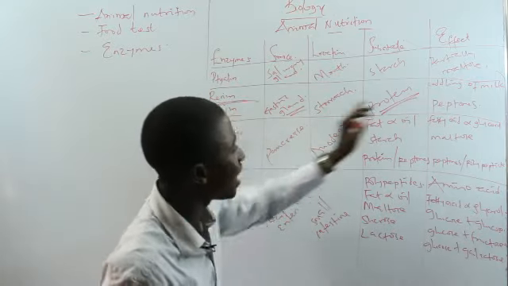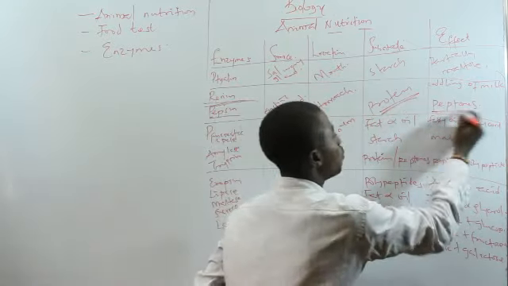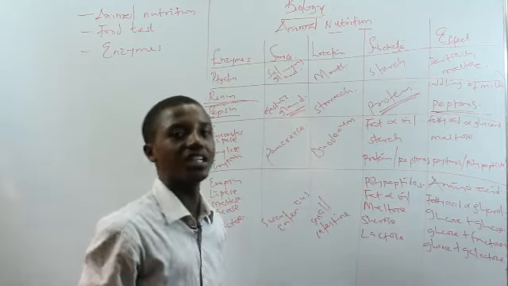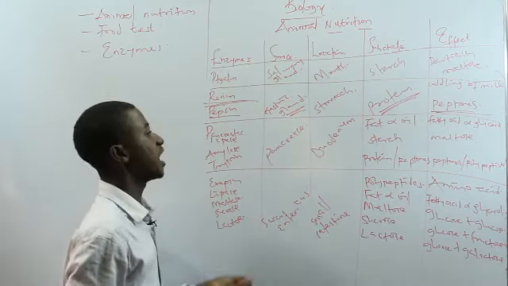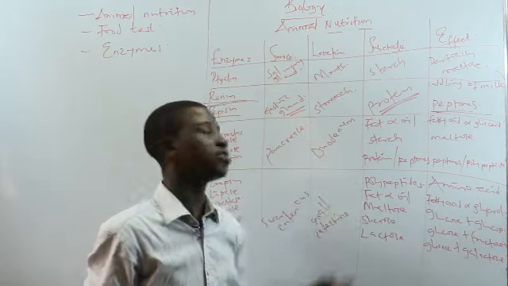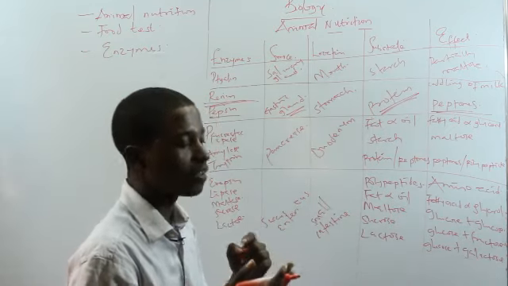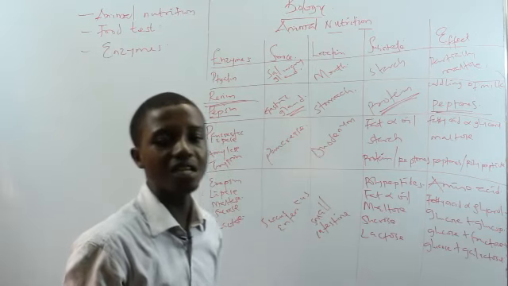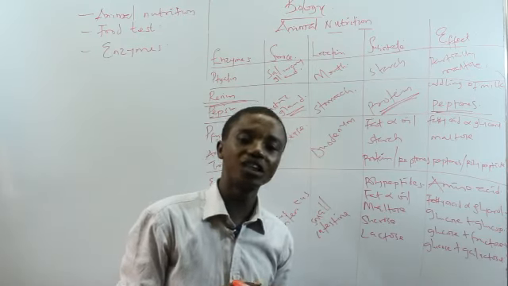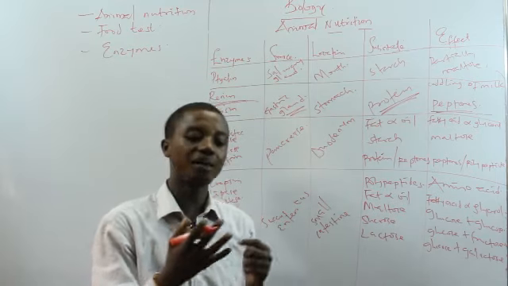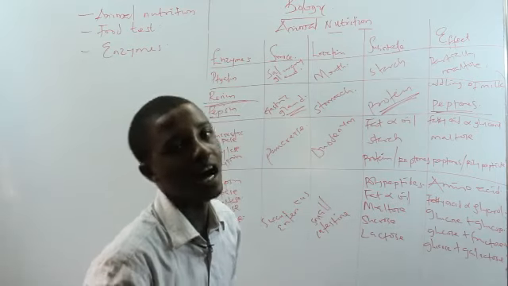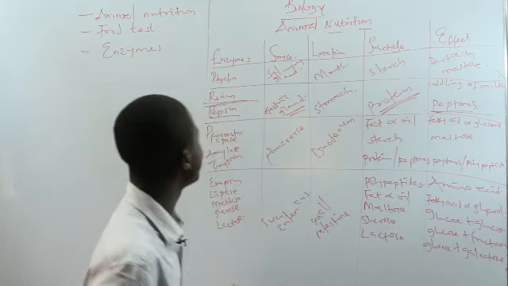And now when pepsin acts on protein, it gives us peptones. And so now in the duodenum, very close to the stomach, we have three notable enzymes. We have the pancreatic lipase, the trypsin, and the amylase.